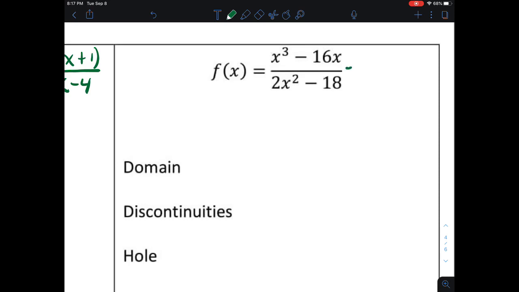Well, if I start factoring, I have a common factor of x in my numerator. And if I pull out x, it's going to leave me with x squared minus 16, which is a difference of squares. So I can say x minus 4 times x plus 4 there. In my denominator, I have a common factor of 2. Pull the 2 out, that's going to leave me with x squared minus 9. That's a difference of squares, so it becomes x minus 3 times x plus 3.